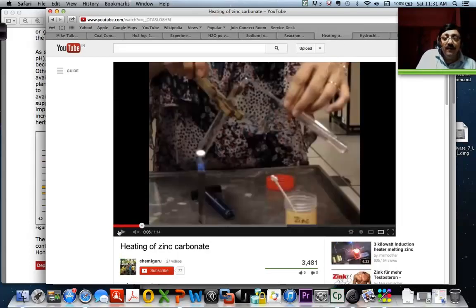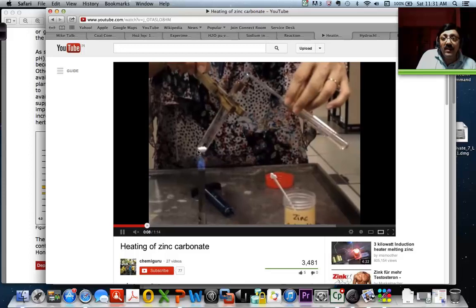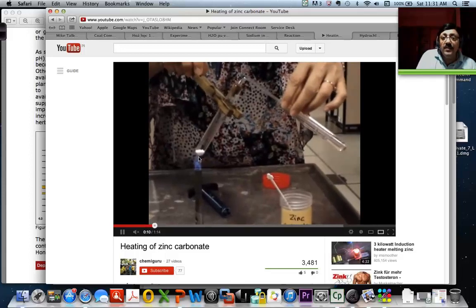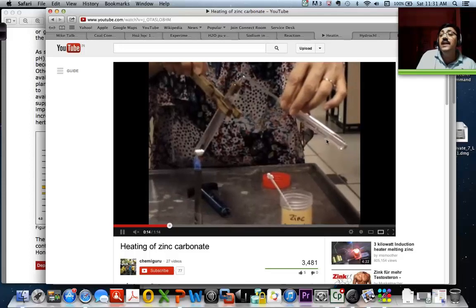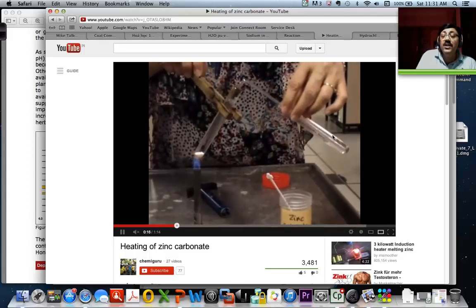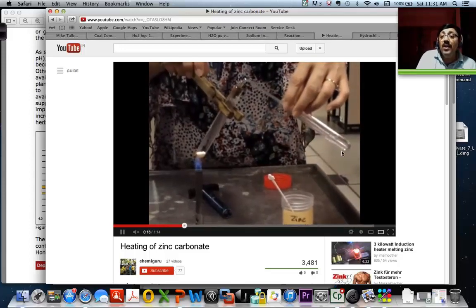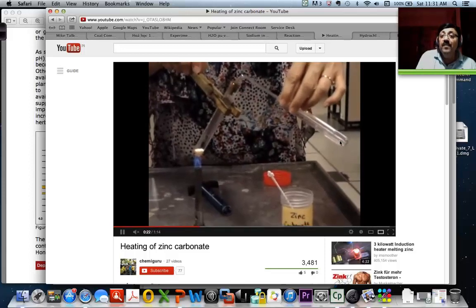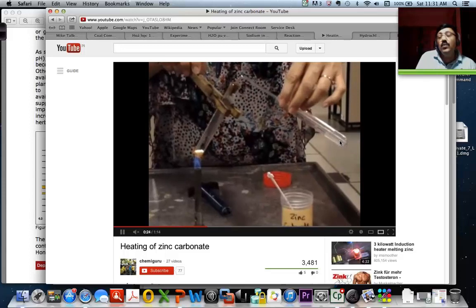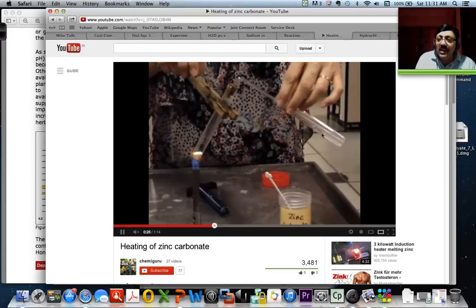So here what we have is zinc carbonate. The zinc carbonate is being heated, and here we have the lime solution. As you remember, when carbon dioxide passes through lime solution, it becomes milky, right? So that's what you'll see here. You can see it's turning milky now, slowly.